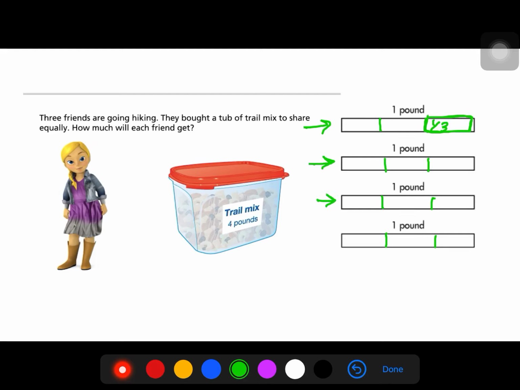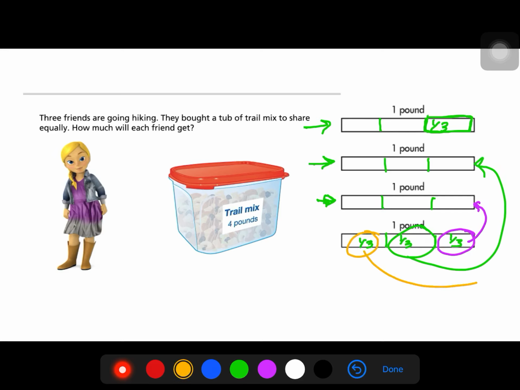1, 2, 3. And then I have that 4th pound left, that I have 1/3 there. And I could give every friend 1/3 and add it to their total. So every friend would get 1 and 1/3 of another pound. And here is the math problem for it. 4 pounds being divided by 3 friends. 4 divided by 3. 3 goes into 4 one time, and I have 1/3 left over.